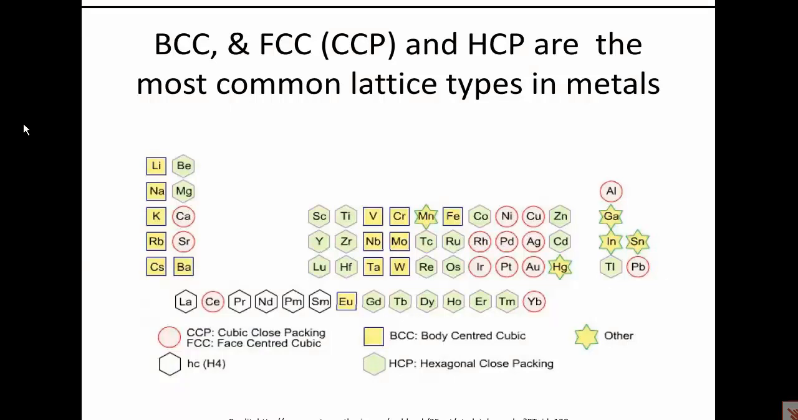Learned about body-centered cubic, face-centered cubic, and hexagonal close-packed crystals. We learned about these three basic types in detail because they are the most common crystal types for metals, as shown here by this periodic table indicating the crystal structures of the metals.